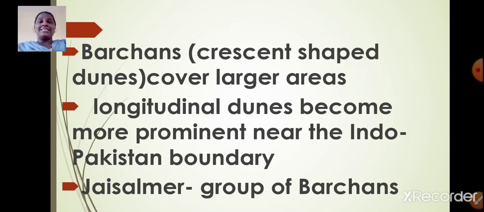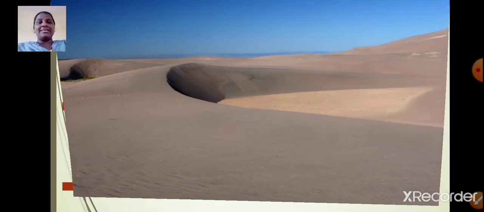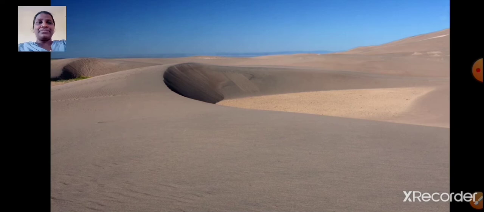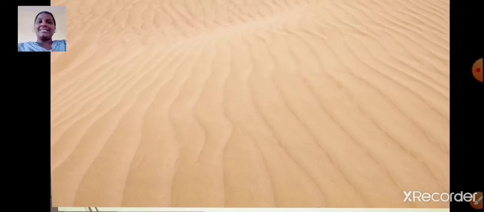Students, if you visit Jaisalmer, you can see group of barkhans. So I hope you have understood about the barkhans and the longitudinal dunes. Here is the image of barkhans and this is the image of longitudinal dunes.